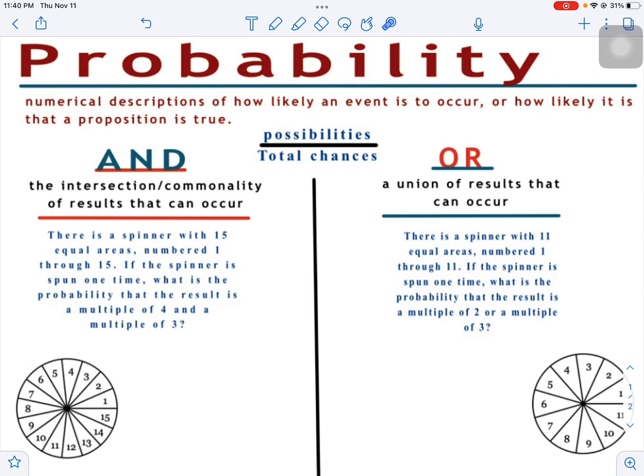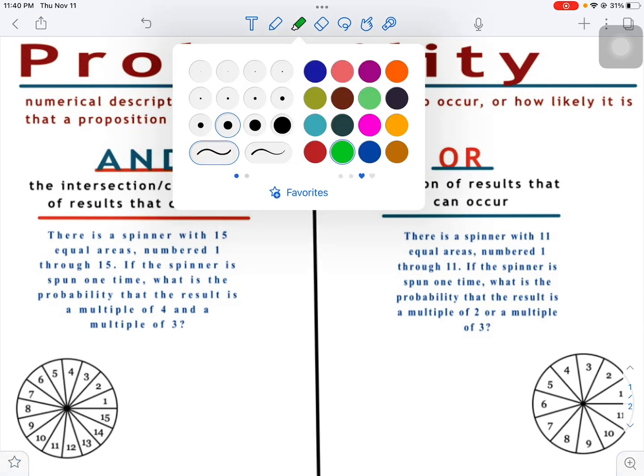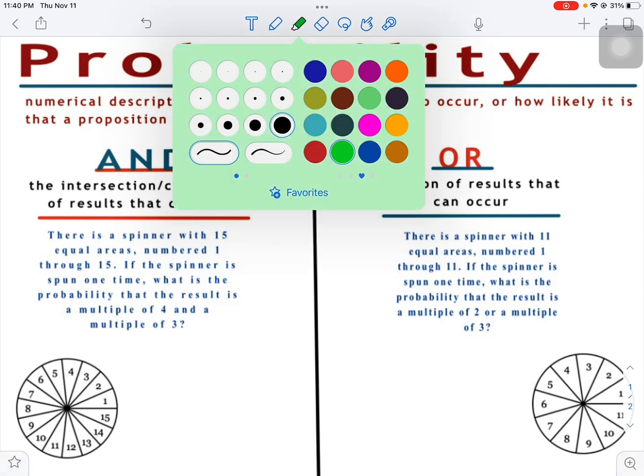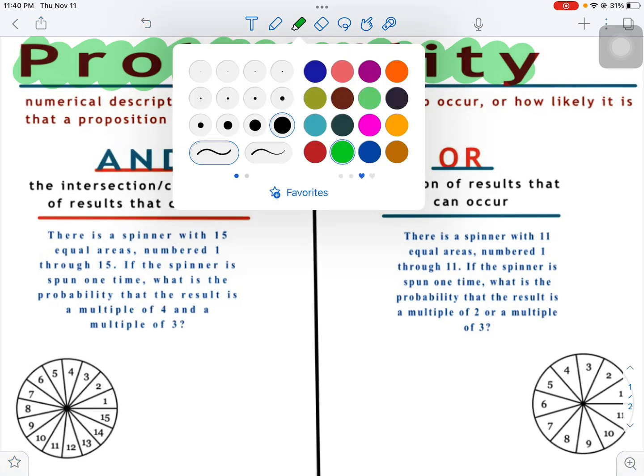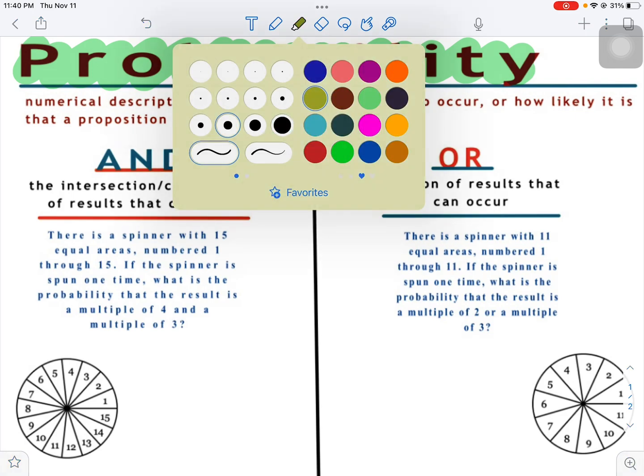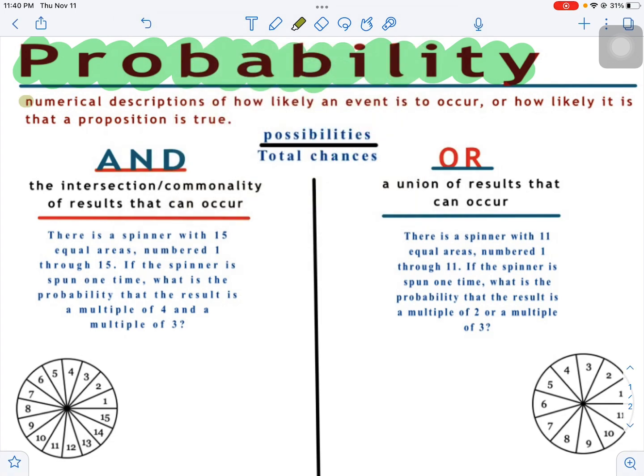All right. So as always, let us start by identifying the name of this video lesson. So this is called probability. So we are going to talk about probability. So what is the math definition of probability? Well, it is a numerical description of how likely an event is to occur and how likely it is that a proposition is true. Now, what the heck does that mean?